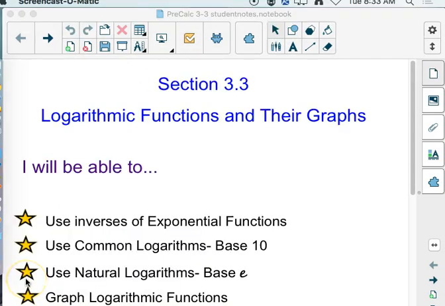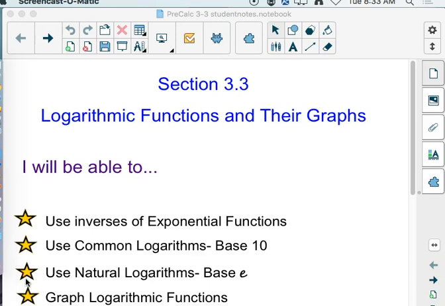It says logarithmic functions and their graphs. Today is just going to be about logarithmic functions. We're not going to focus on any graphing until tomorrow. We will be able to use inverses of exponential functions. Those are logarithms. We've already been doing that. So a lot of this should feel like, in fact, today, resist the urge to overthink. We have already done things that are more difficult than what we're going to see here today. So resist the urge to overthink.